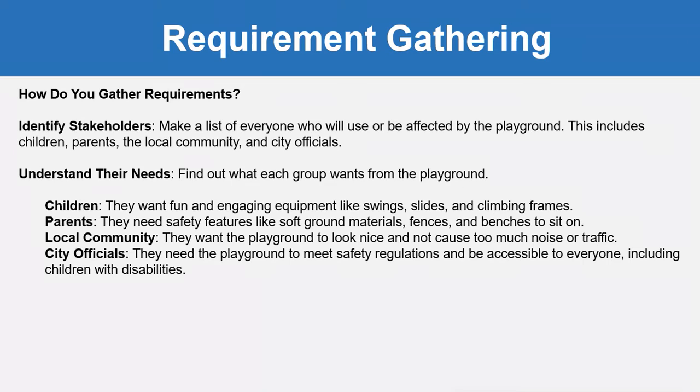For example, children, they want fun and engaging equipment like swings, slides, climbing frames. Parents, they need safety features like soft ground materials, fences and benches to sit on. Local community, they want the playground to look nice and not cause too much noise or traffic. City officials, they need the playground to meet safety regulations and be accessible to everyone, including children with disabilities as well.